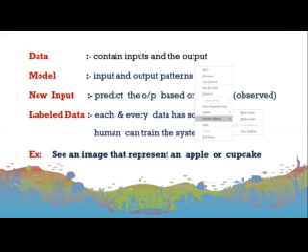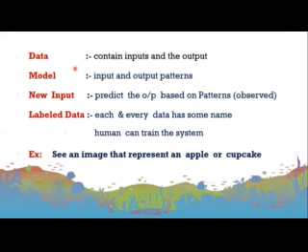After training, whenever we train the system with some model and we get a new input, it will predict the output based on the patterns. That is the observed data. Moreover, we have to remember the important thing called labeled data. What is labeled data? Labeled data means each and every data has some name.